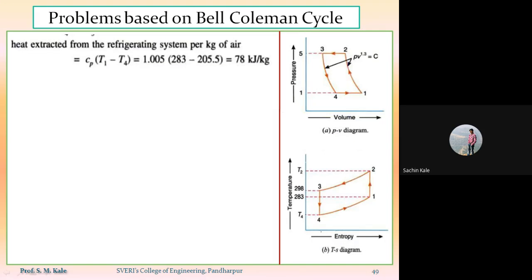Heat extraction is also called heat absorbed. So the heat absorbed from the refrigerating system per kg of air will be calculated using the formula Cp into delta T, where delta T is T1 minus T4. We know the value of Cp, T1 and T4, so we get the amount of heat absorbed per kg of air, in kilojoule per kg. Are you getting up to here? Any problem?